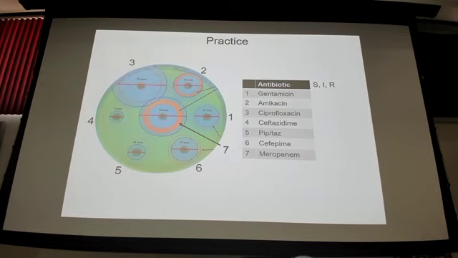So if the zone of inhibition is greater than your break point, you are good to go. If your zone of inhibition is smaller than that red break point, not good to go, resistant. So let's have a crack at this and see if we understand what's going on. And if it's orange, that means it's in this intermediate range. So there's that first one. So we're talking about amikacin.